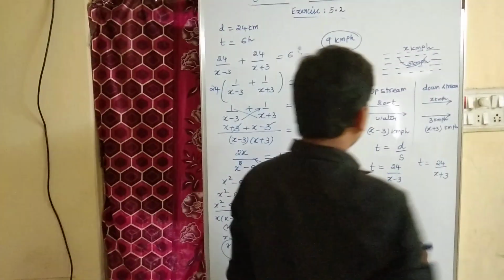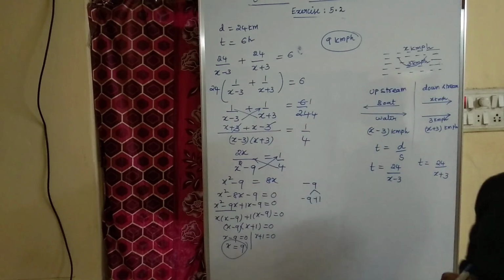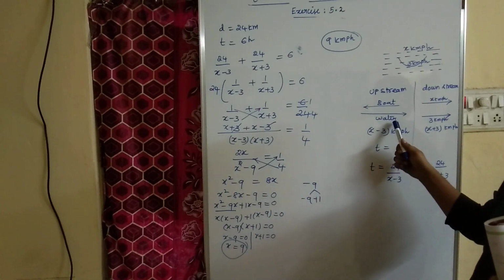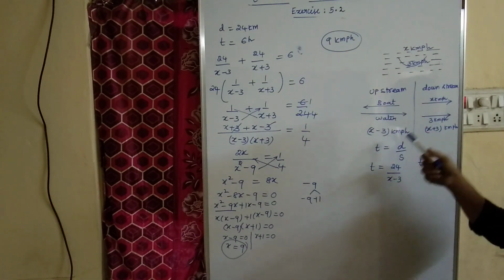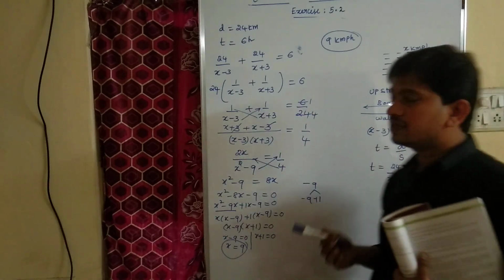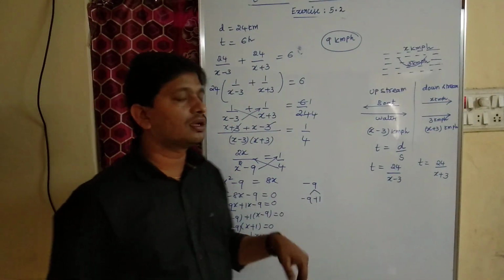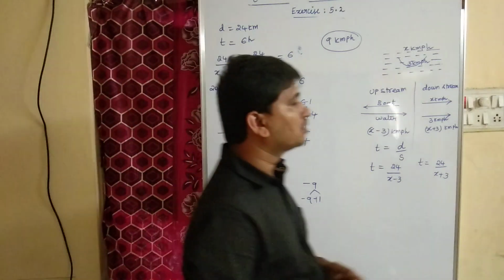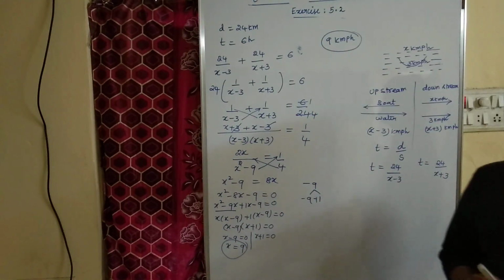Children, I hope you understood this problem. The thing is, you should understand the difference between upstream and downstream. Upstream means the boat is in one direction, water is in another direction. In that case, speed will be reduced. When both water and boat are in the same direction, then speed will be increased. Distance is given, total time taken is 6 hours. We know that time equals distance by speed: 24 by x minus 3 plus 24 by x plus 3 equals 6. After that, the procedure is the same. So the speed of the boat in still water is 9 km/h.